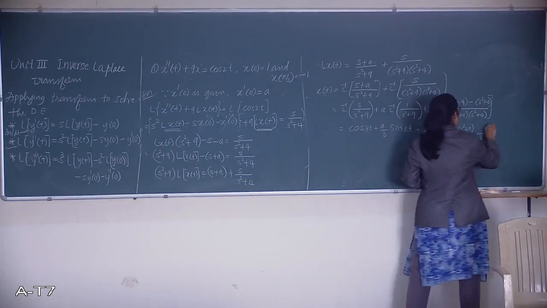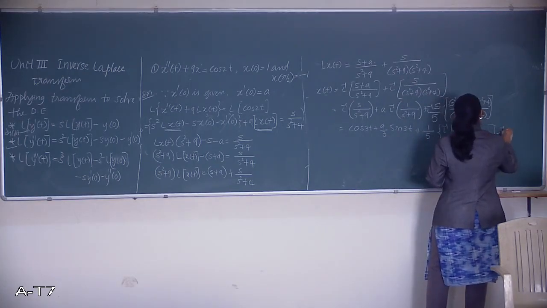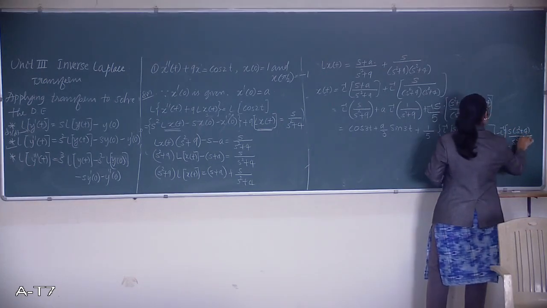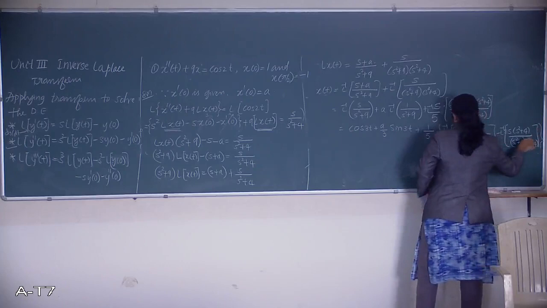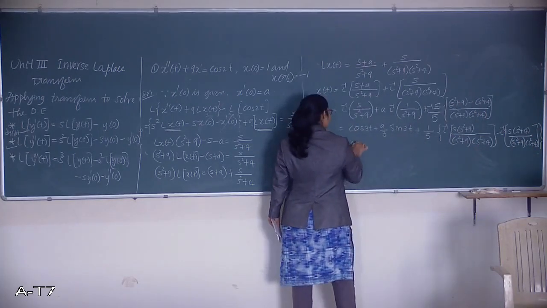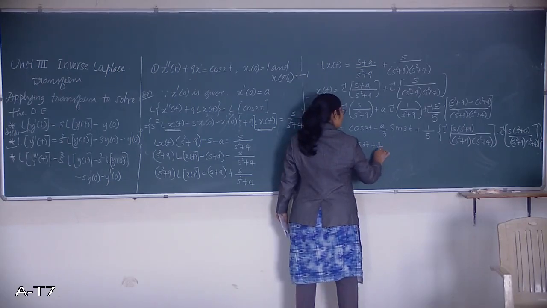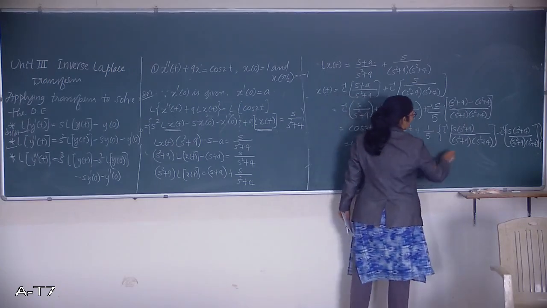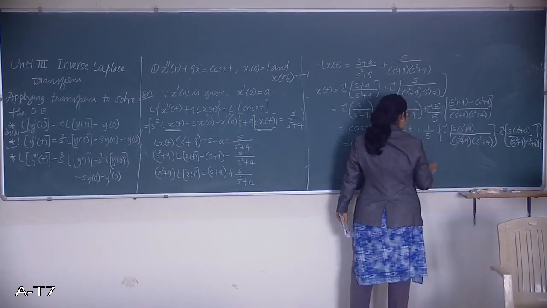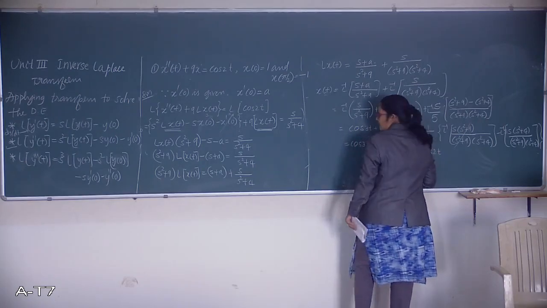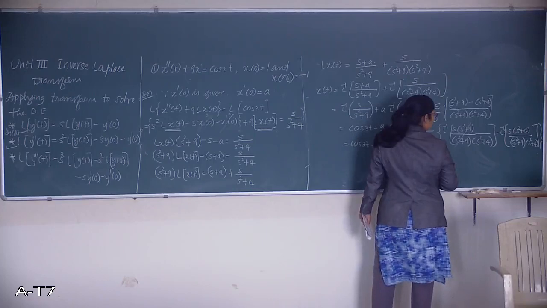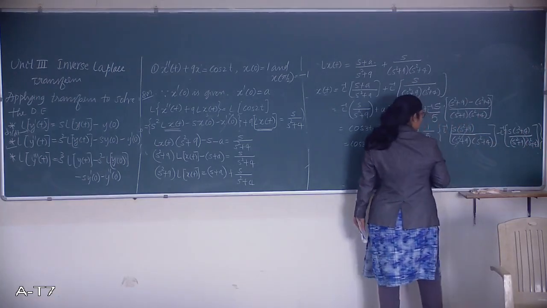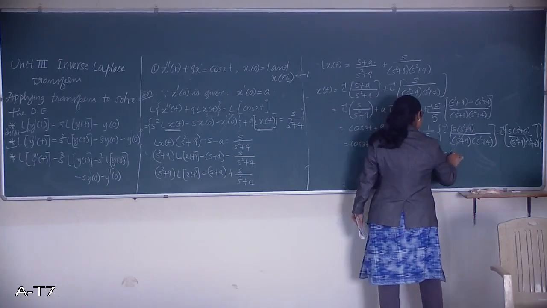This is the first one. Second, s into s square plus 4 divided by s square plus 9. Just I have divided separately, that's it. So that the first will be taken common throughout, sin 2t, and for the next one this term will get cancelled and that will be cos 3t.